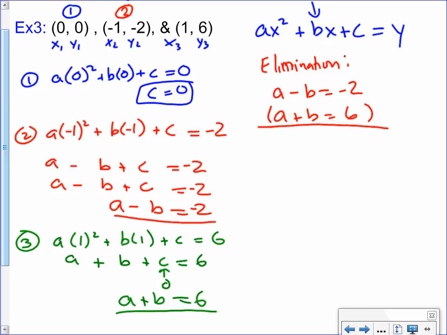So if you add the first equation to the next equation, look what happens. A plus a is 2a. Negative b plus b is gone. Equals -2 plus 6 is 4.